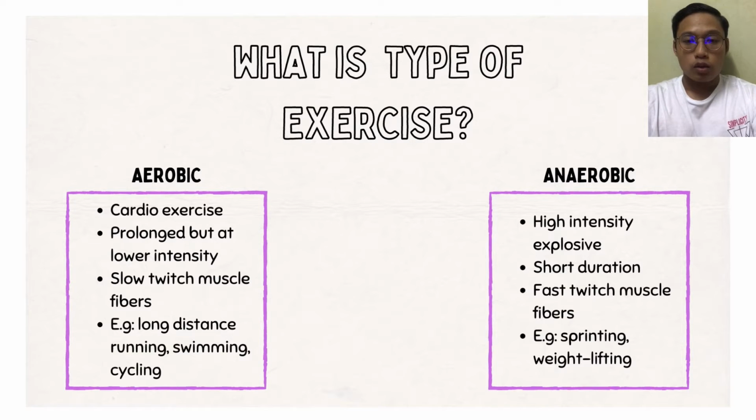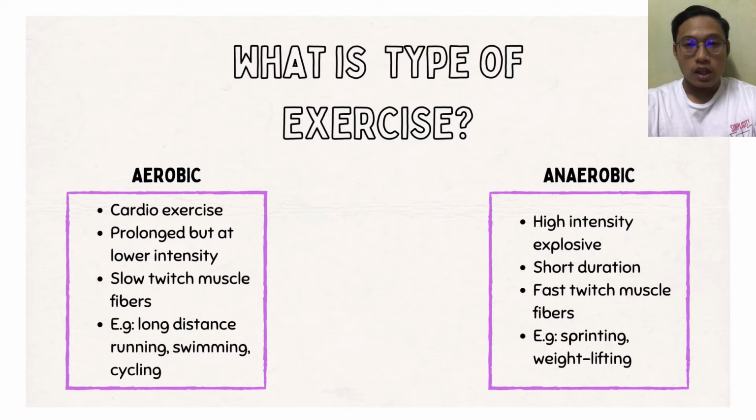Okay, there are two types of exercise, which are aerobic and anaerobic. Okay, first we look at aerobic. Aerobic exercise is more focused on cardiovascular training. It is a prolonged exercise but at low intensity. It also requires slow twitch muscle fibers. Examples of aerobic exercise are long distance running, swimming and also cycling.